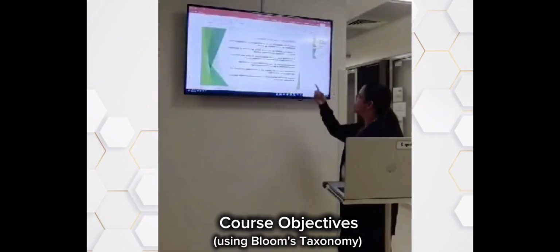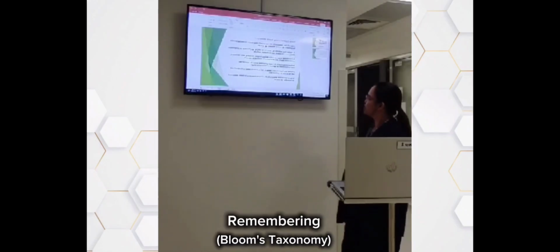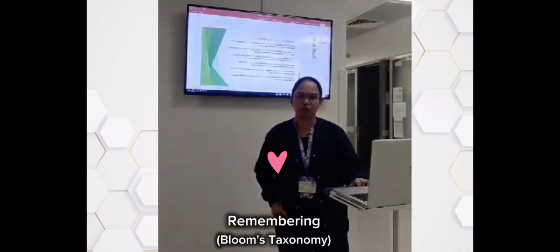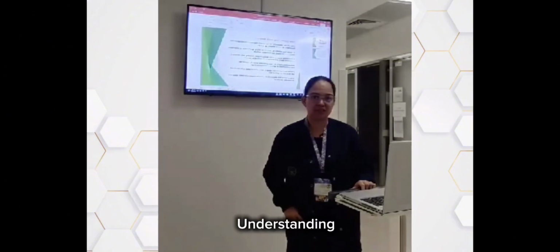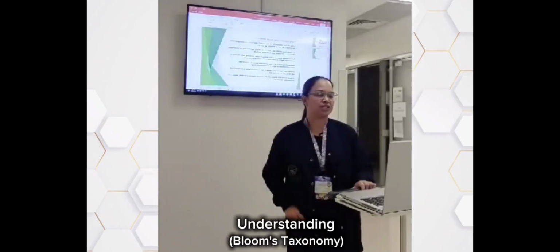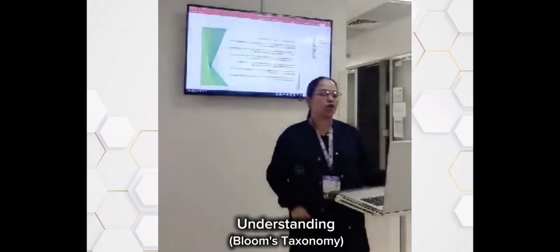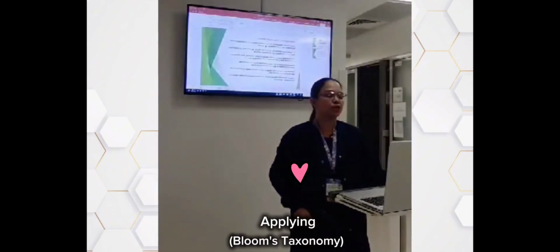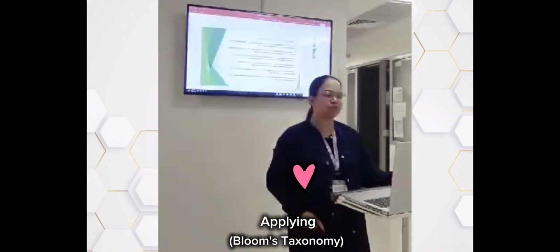The first one is to identify key components and the correct compression to ventilation ratio for pediatric BLS across different age groups. Second is to explain how pediatric BLS techniques vary by age, focusing on compression depth, hand placement, and ventilation methods. Third is to demonstrate proper pediatric BLS techniques, including hand placement, compression depth, and ventilation in a simulated scenario.